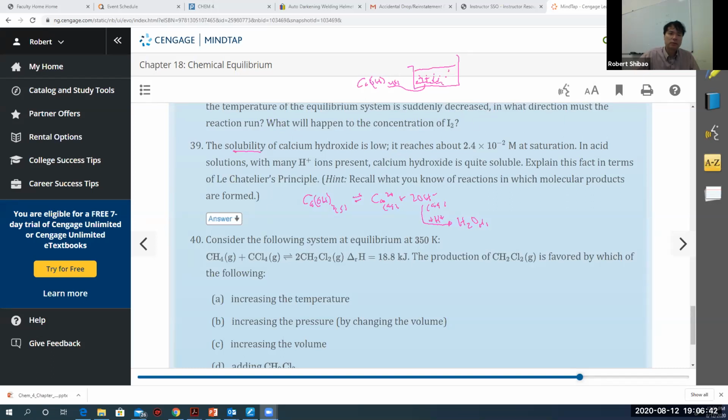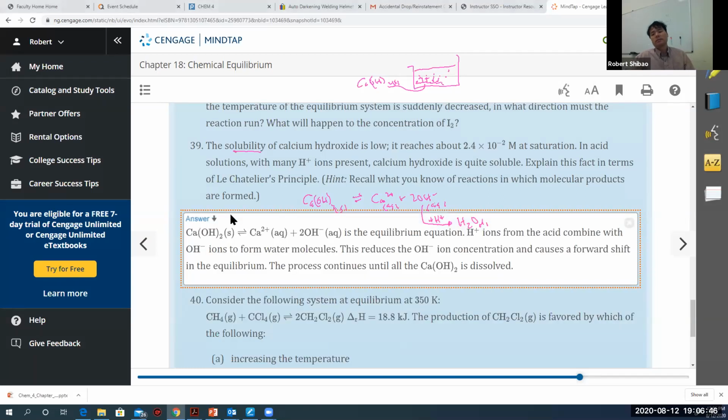Driving force, the reactions are based on driving force. The driving force for metathesis, you have to say precipitation, if a precipitate forms, or stronger to weaker acid, or gas formation. Those are the driving forces.